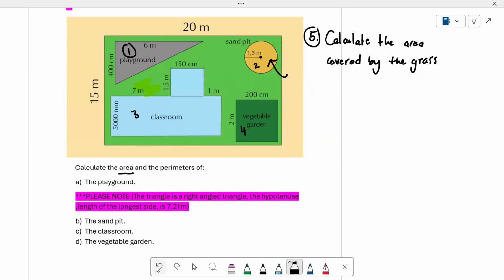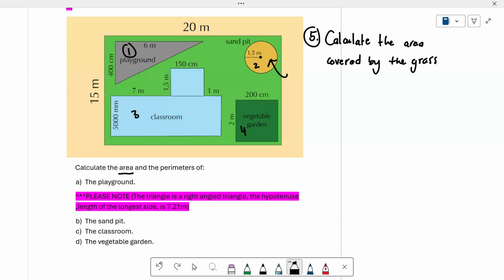Right. So how do you think we would actually go about calculating the area that is covered by the grass? Because I want to now determine, there's grass that is covering this whole entire school. There's grass around the playground area, around the classrooms. Okay, remember, this is just the top view of the school. There's grass around the vegetable garden, there's grass around the sandpit. How would you think you would actually go about calculating the area of just the grass? We just want the area that is covered by the grass. What do you think we would do?